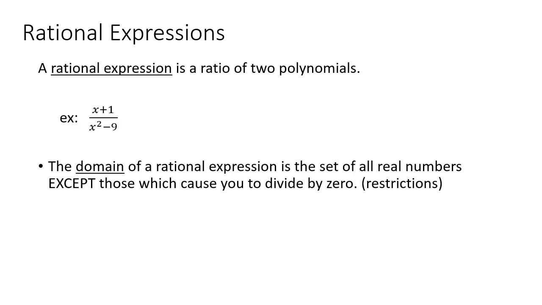So let's start off by defining what a rational expression actually is, and anytime you hear the word rational in mathematics, it should bring fractions to mind, just like the rational exponents that we talked about back in section P3. And a rational expression is a ratio or a fraction of two polynomials. So an example of a rational expression would be something like x plus 1 divided by x squared minus 9. We've got a degree 1 polynomial on the top divided by a degree 2 polynomial on the bottom.